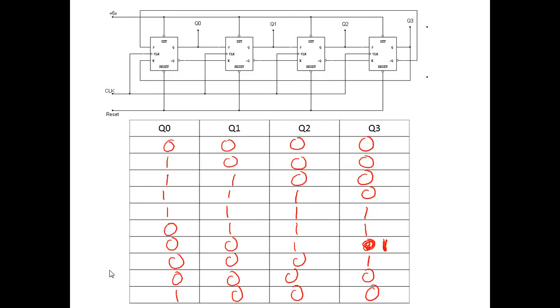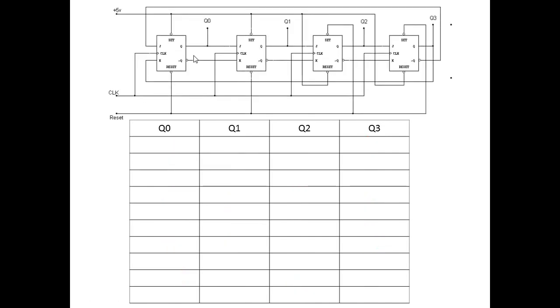Let's go on to the next one. And this one, same thing. So we've got reset, reset, set, set. So it's 0, 0, 1, 1, because we set those two. And it is J goes to Q0, so it's a twisted ring.